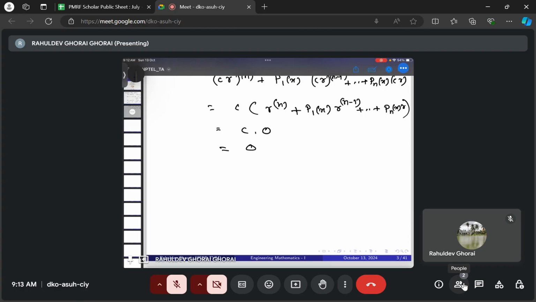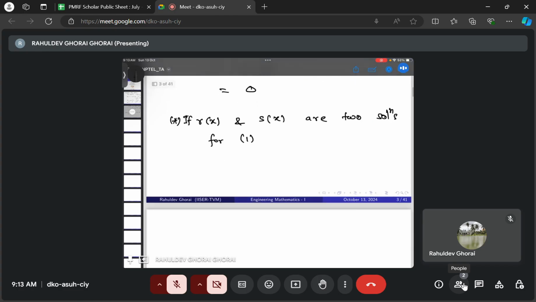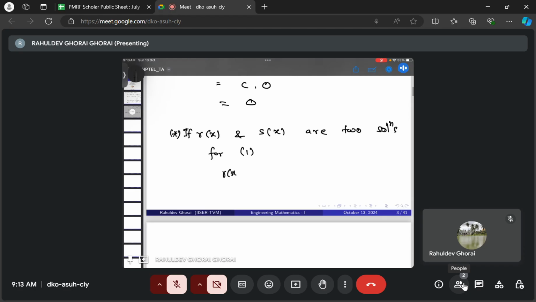Another remark: if R(x) and S(x) are two solutions, that is, two functions which satisfy the differential equation pointwise, then what you can show is that R(x) + S(x) is also a solution.